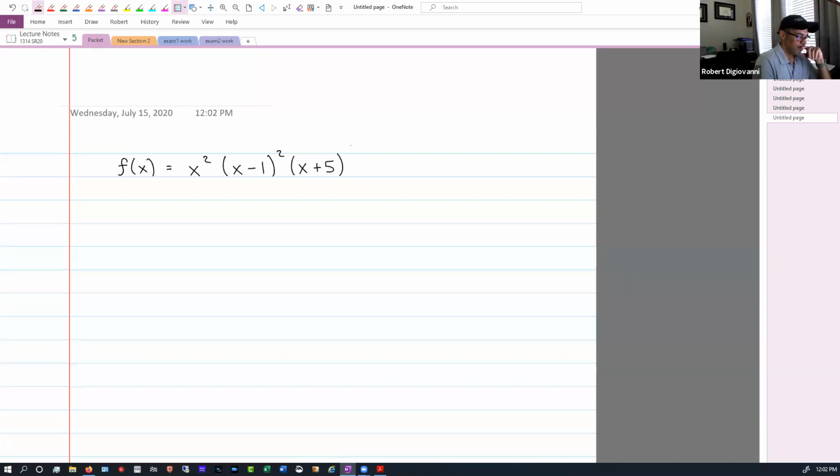So first thing, is this a polynomial? Yes, because if you multiplied that all out, you would just get x's to different powers. We don't have any square roots or fractions or anything like that. So this is a polynomial. The next thing is to determine the end behavior.